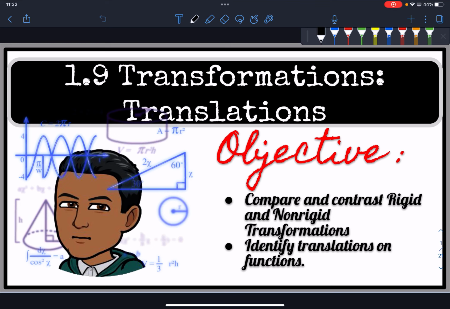Hello and welcome. In lesson 1.9, Transformations: Translations, you will compare and contrast a rigid transformation from a non-rigid transformation and identify translations on functions.